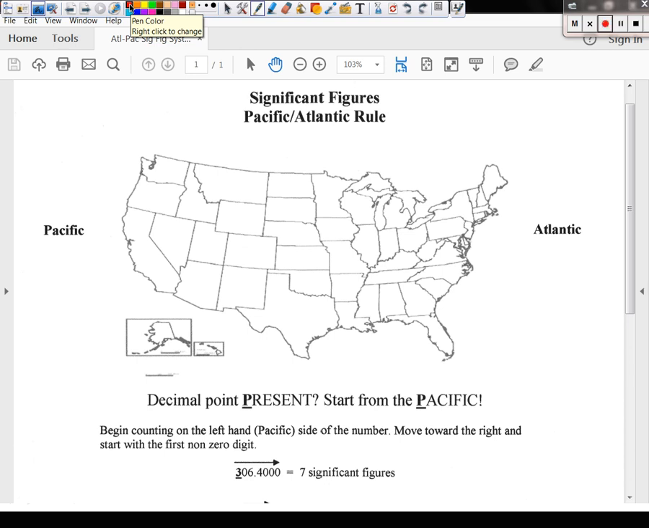All right, so I know what you're thinking. Flip that sheet of paper over. The first time you see it, you look at it, you're like, why in the world is he giving me something with a map on it? And we're talking about chemistry and significant figures. What in the world does that have to do with anything? And you're right, it does look a little silly. However, the method that we're going to use for significant figures is called the Pacific Atlantic Rule.